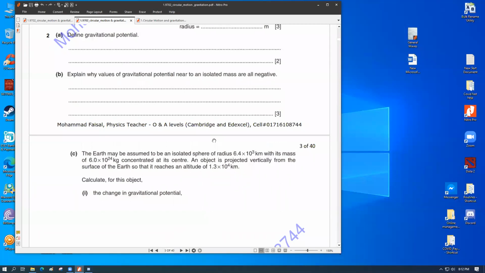Today it was: explain why the values of gravitational potential near to an isolated mass are all negative. Acha, you know this answer, but maybe it was a problem in the wording. Am I correct?